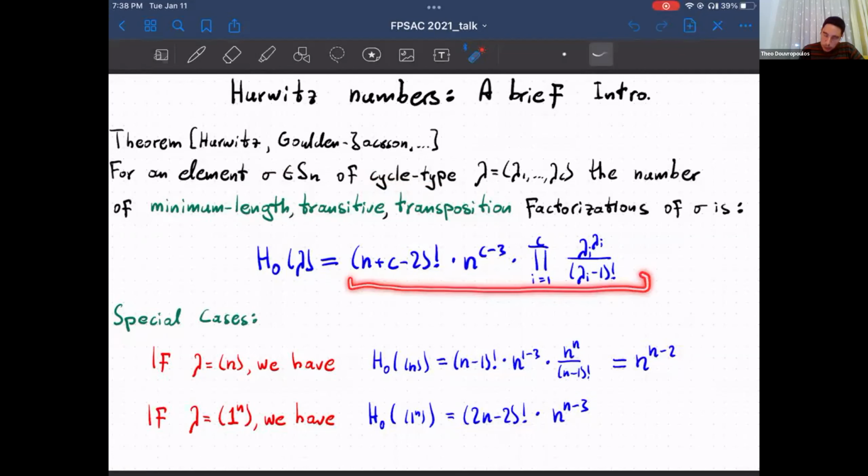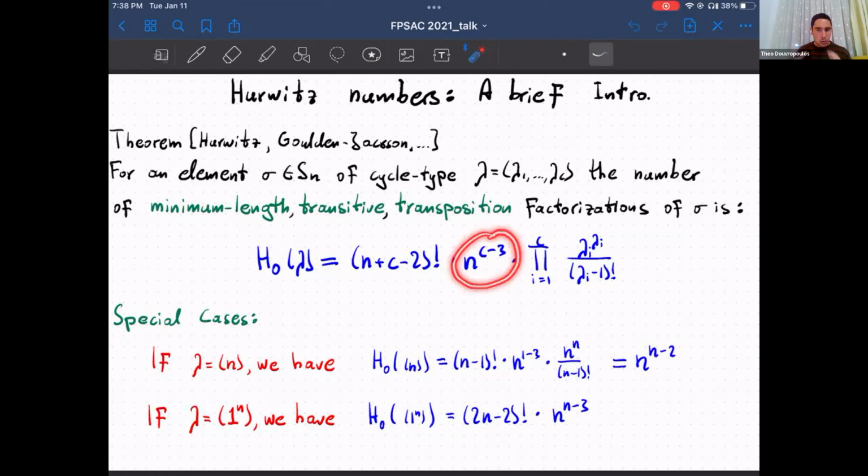I would like us to remember a few of the important ingredients. So we have a big factorial at the beginning. And even more, the number n plus c minus 2 turns out to be the minimum number of transpositions that are needed. So this is, in fact, the length of the factorization. Then you have this n to the c minus 3 that should remind you of counting trees or cacti in a certain sense. And then you have some sort of nice product formula with the lambda i's.